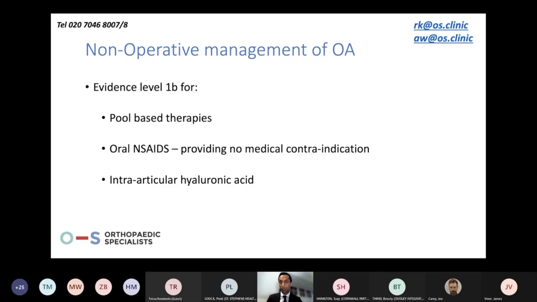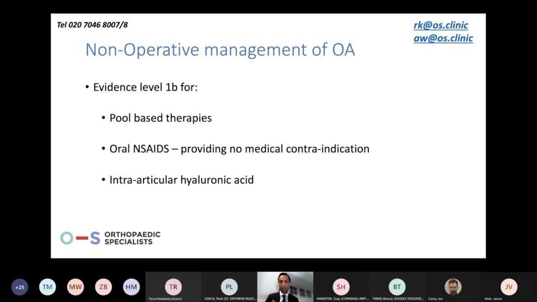And intra-articular hyaluronic acid. Now, this is quite an important part of my practice. I use hyaluronic acid quite a lot in early osteoarthritis. It's something that wasn't really considered to be useful in the past, but the evidence for it has been very strong, as shown in this particular slide.